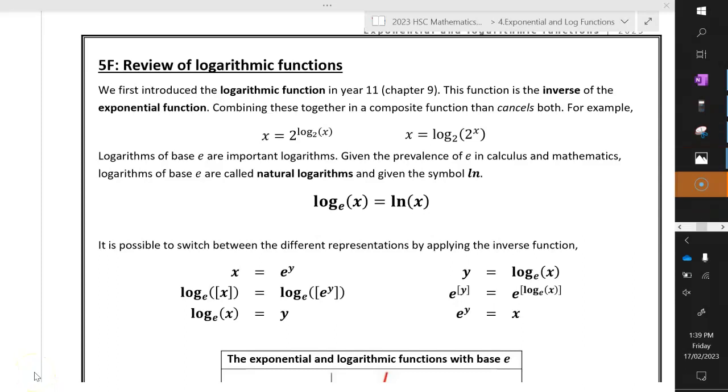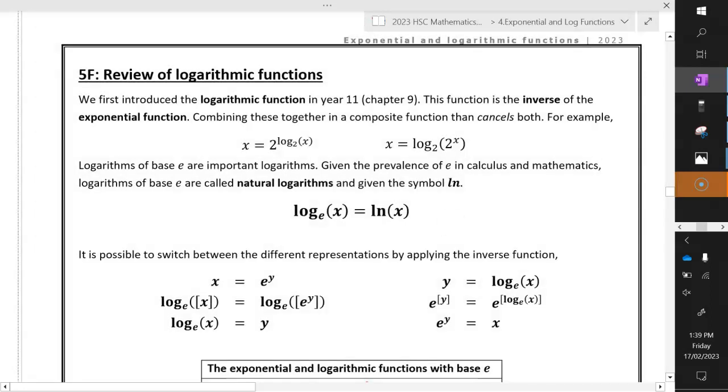Hi Year 12. Today we're moving on to 5F and we're going to start looking at and reviewing logarithmic functions. We first looked at these last year in Year 11 and it wasn't something that we were particularly strong at, so I think it's something that we definitely need to consider. This is not going to be in our second assessment task for the 2023 Year 12 class. If you're watching from another year, that may be in yours, but in 2023 it won't be in our assessment two.